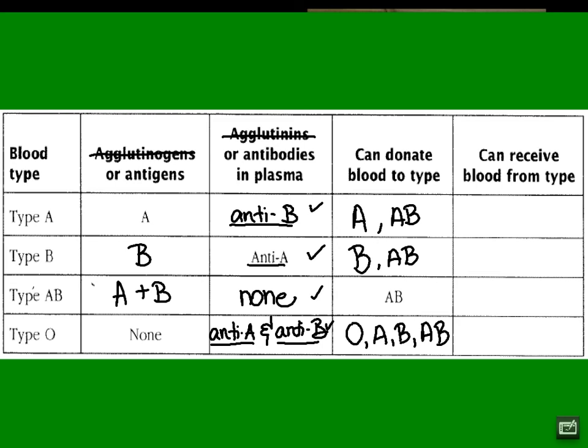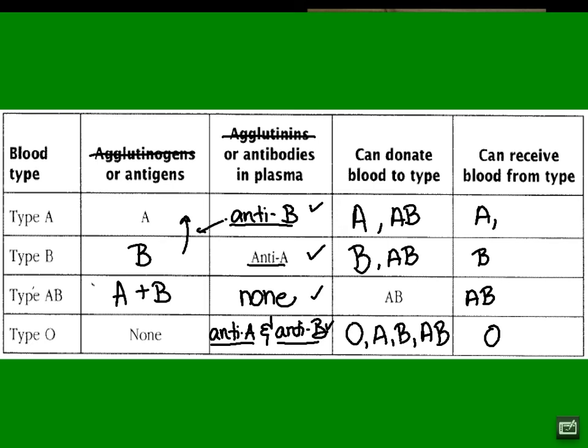All right, in terms of receiving blood, blood can be received just like it can be donated, from its own blood type. Now, we have to look at this kind of in the opposite way. If type B blood goes up and gets donated to type A, okay, the anti-B antibodies are going to attack. So we can't receive blood from type B.